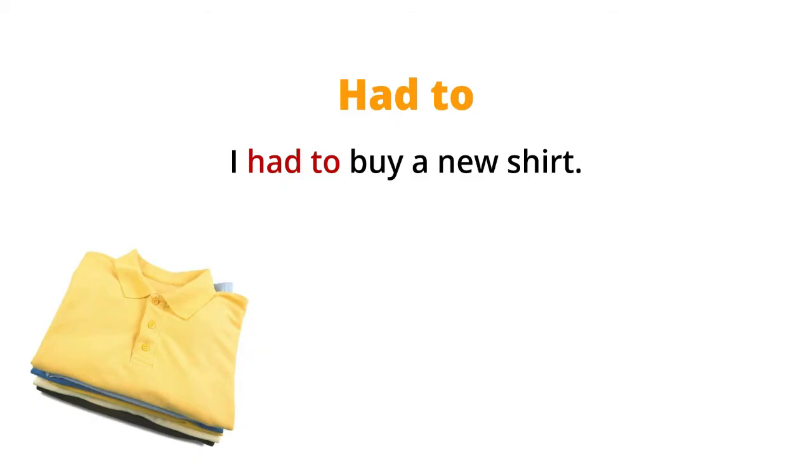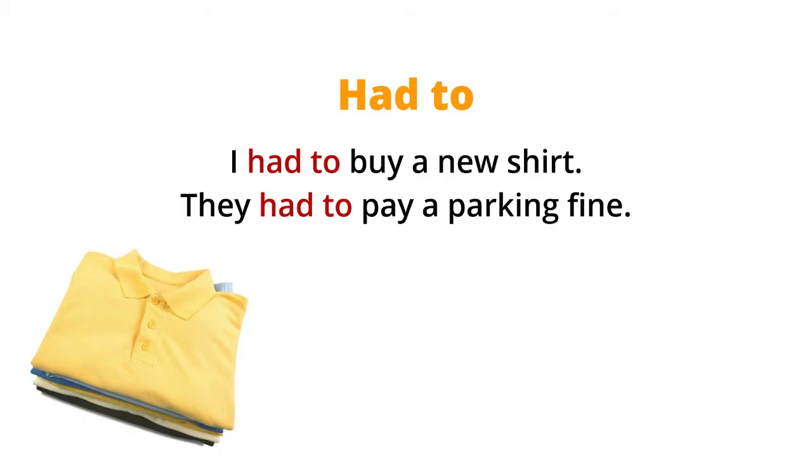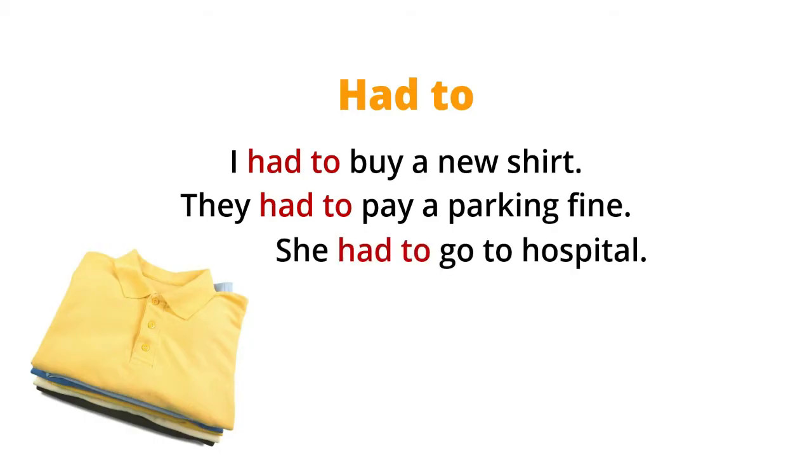I had to buy a new shirt. They had to pay a parking fine. She had to go to hospital. So you can see from these examples that it doesn't really matter where the obligation is coming from in the past. When we're talking in the present, there is a difference between the internal and external obligations. When we're talking about the past, we only use had to. Okay, the must does not transfer into the past, so whatever the obligation in the past, we can use had to.